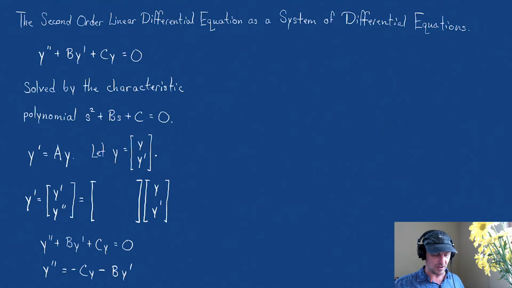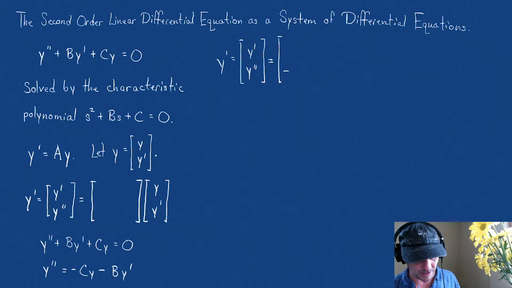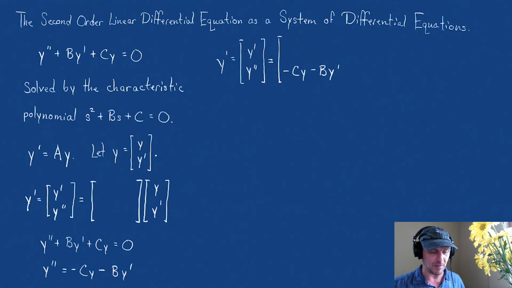Well, let's do it this way. Before we write the matrix, it may not be so obvious. Let's write what we have. So we have y prime is equal to y prime and y double prime. Well, this is equal to, well, we just figured out what y double prime is. We said this is minus c times y minus b times y prime. And well, y prime, we don't want to solve for y prime because then we're going to get y double prime back into the equation. And so let's just say that y prime is, in fact, just y prime.